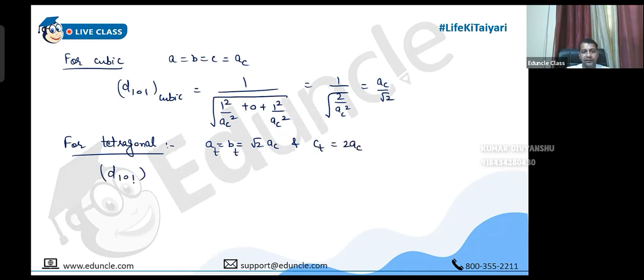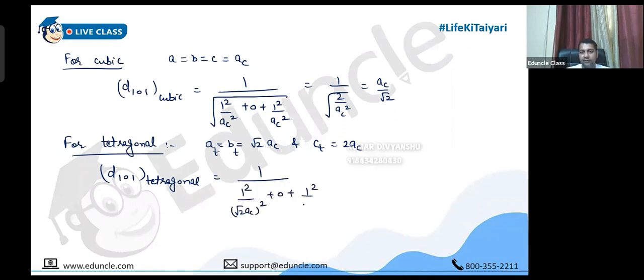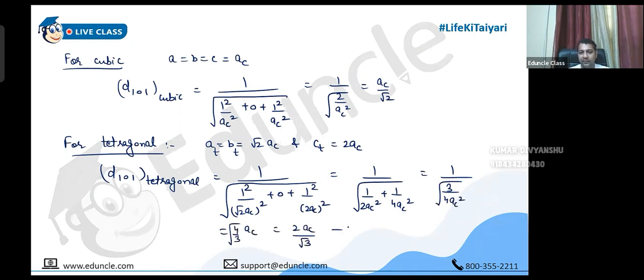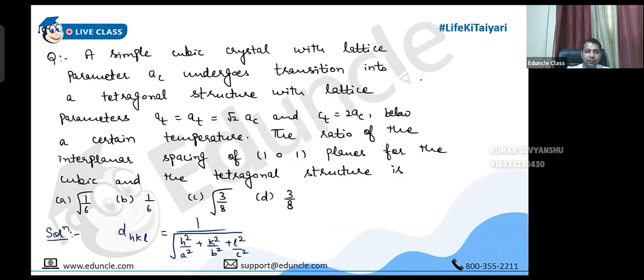So D101 tetragonal will be like this: 1 by 2 AC square plus 1 by 4 AC square, so it will be 3 by 4 AC square. So it will be AC into root of 4 by 3, so 2 AC by root 3. Please check.